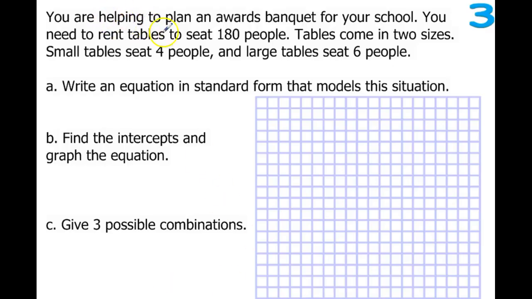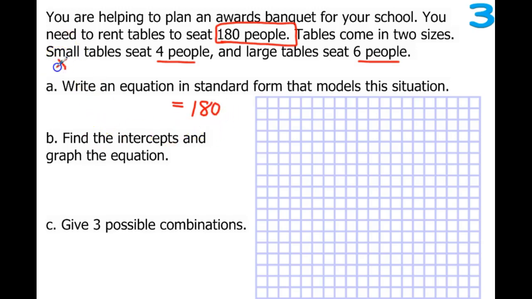Next, you are helping to plan an awards banquet for your school. You need to rent tables to seat 180 people total. Tables come in two sizes. Small tables seat 4 people, and large tables seat 6 people. Write an equation in standard form that models this situation. This is the only time we can write equations in standard form, when they give us two pieces of information and a total. We know the total is going to seat 180 people.